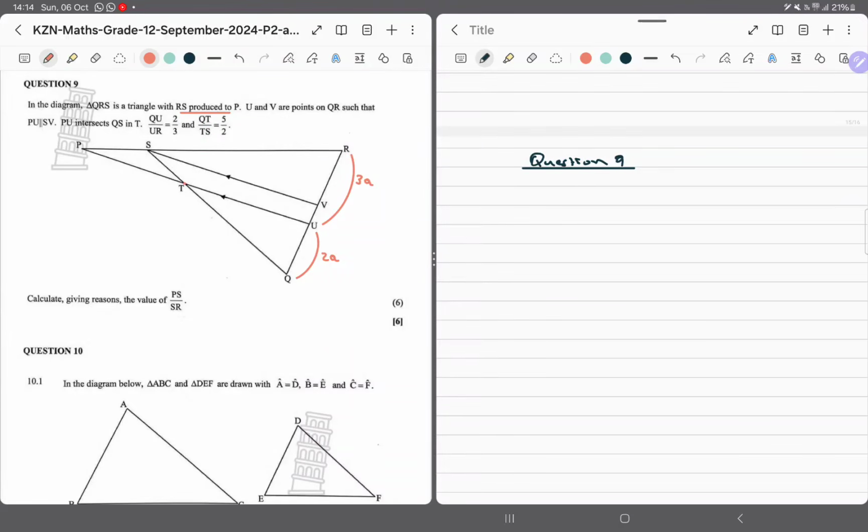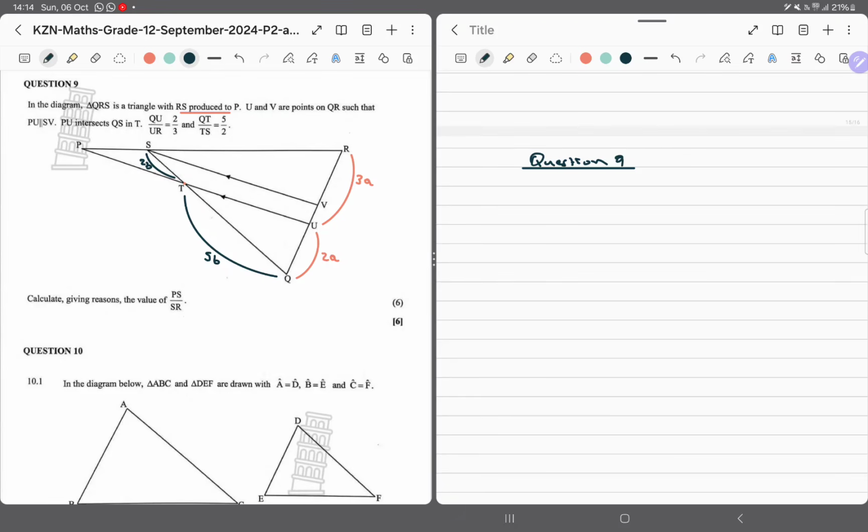And then we're told QT over TS. This is 5, so you can choose B to B, okay? Please choose different variables for different sides because this is the essence of what we're doing here. Makes life a lot easier.